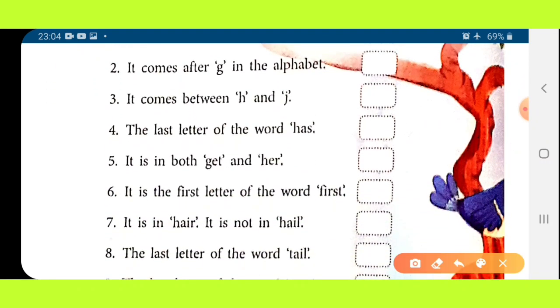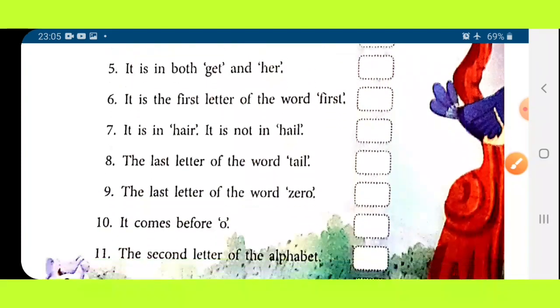Now the fourth question. The last letter of the word has. Just tell me fast, what is the last letter in this word has? Yes, the last letter is S. Very good. Now the next question is, it is the first letter of the word first. So just tell what is the first letter of this word. Very good. F. The first letter is F.